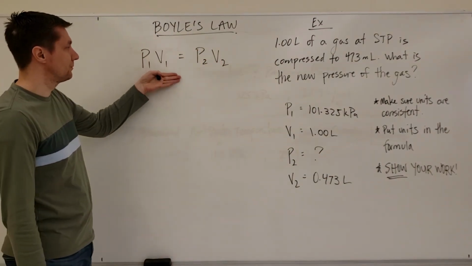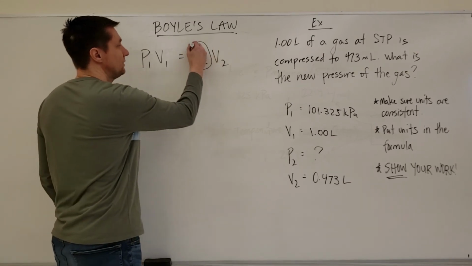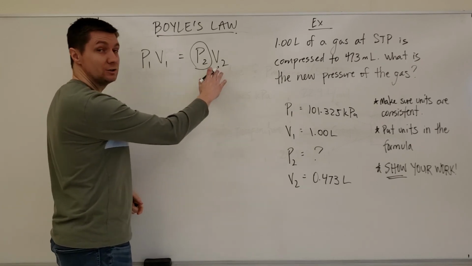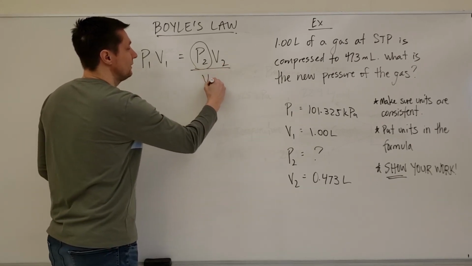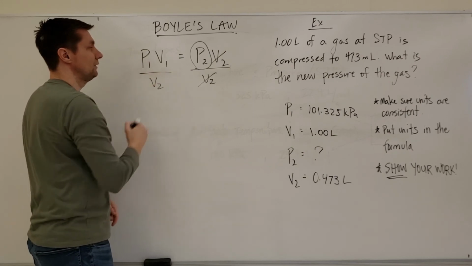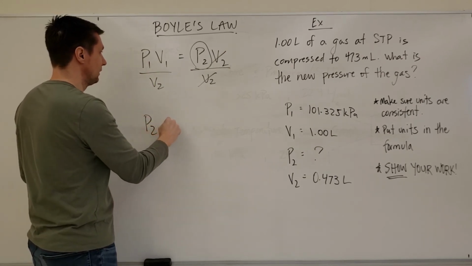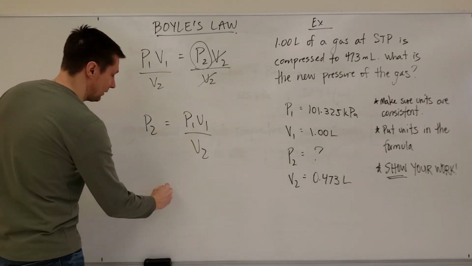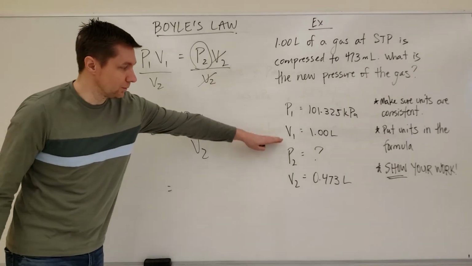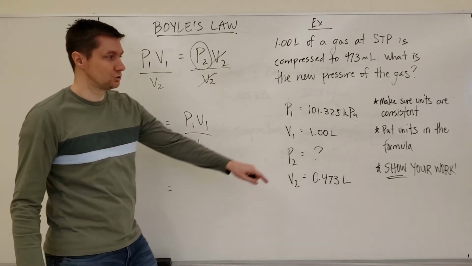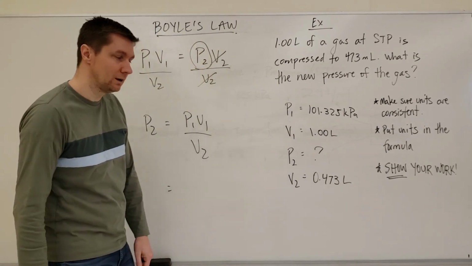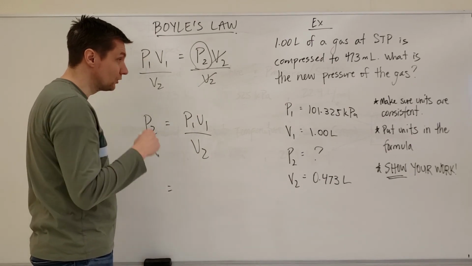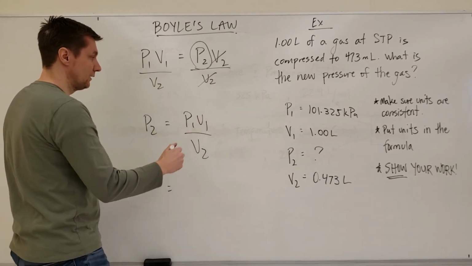So I come over to my formula and I want to solve for P2. Algebraically, this is a simple move of getting P2 by itself by dividing by V2. So the V2's cancel and V2 goes over there. That means P2 is equal to P1 V1 divided by V2. If I want to calculate P2, I plug in my numbers into my formula, making sure that you put your units in the formula and that you are showing your work as you're going along.